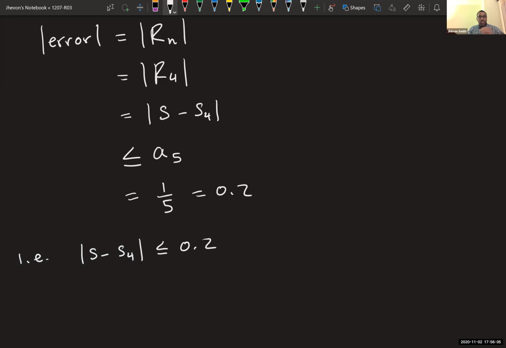Interesting. So if you only care about being accurate within 0.2, adding up the first 4 terms is just as good as adding up an infinite number of terms. So if you have a tolerance for 0.2, you are fine with adding up 4 terms, which is a lot nicer than having to add up an infinite number of terms.